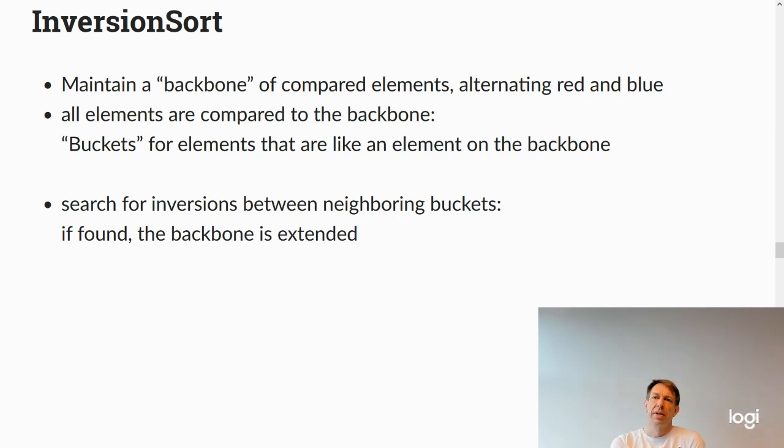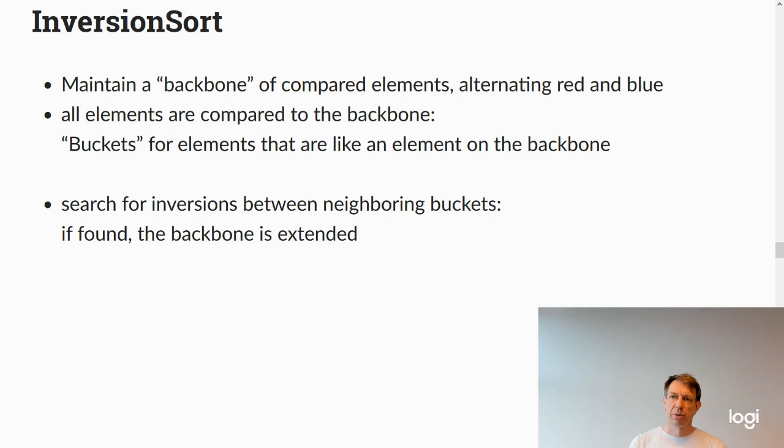So here are the technical ideas, the ingredients of this inversion sort, which you can think of as a BFS-style generalization of quicksort. That means that the single active pivot is replaced by what we call a backbone, which is a sequence of alternatingly red and blue elements that are compared between each other. So they already form a sorted sequence. And then everything else is sorted into this backbone, which means that if it's a red element, it's compared to all the blue elements on the backbone, leaving a single bucket between blues that can be identified by the red element on the backbone.